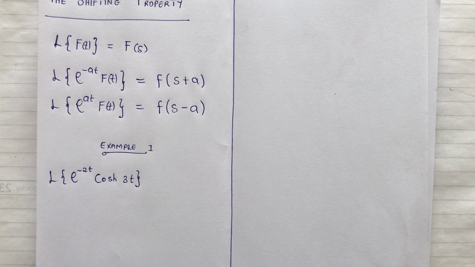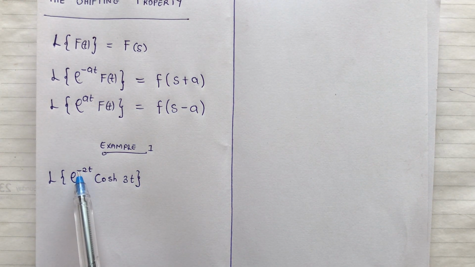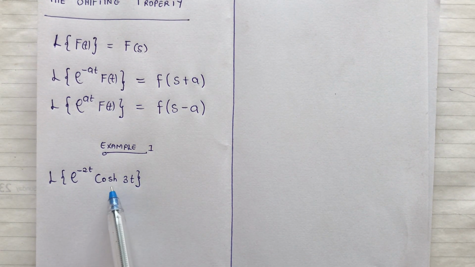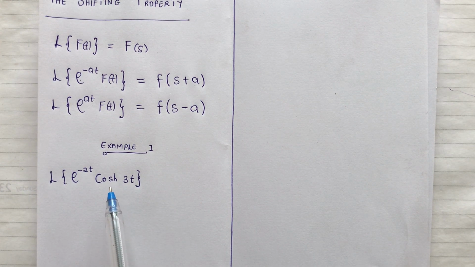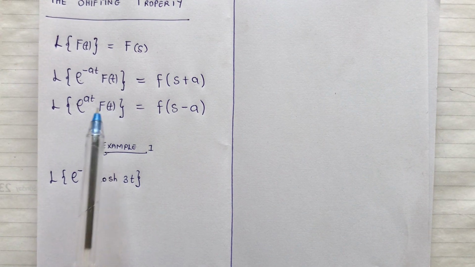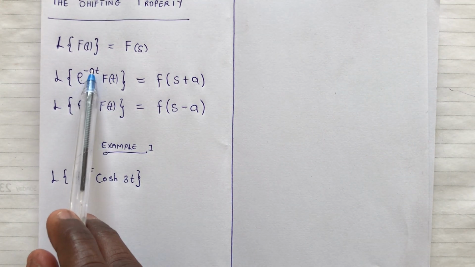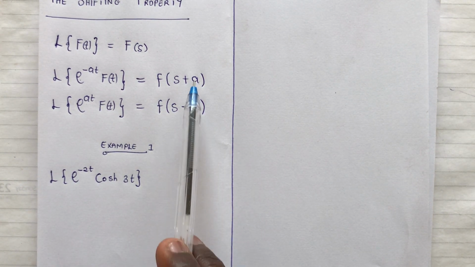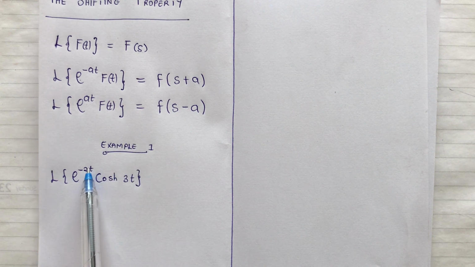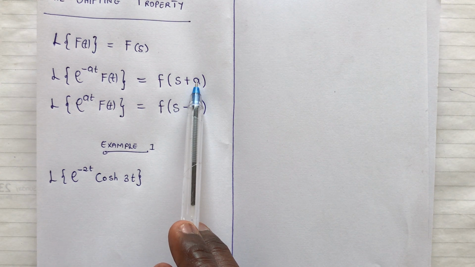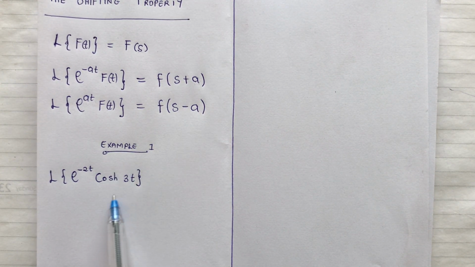So from this analysis, let us take an example and see what shifting property is talking about. We have a function here, the Laplace transform of e to the minus 2t cosh 3t. Remember that this is a hyperbolic function and cosh 3t is standing for the function f of t. This side is representing what we have here. So this means that our a is equal to 2. Remember, it's not negative 2. 2.